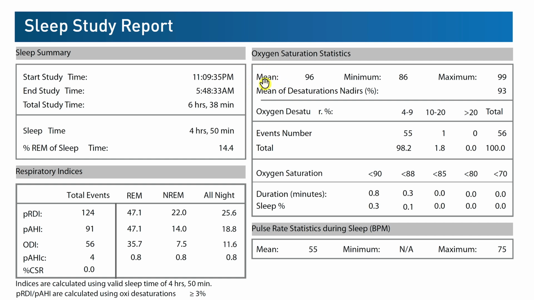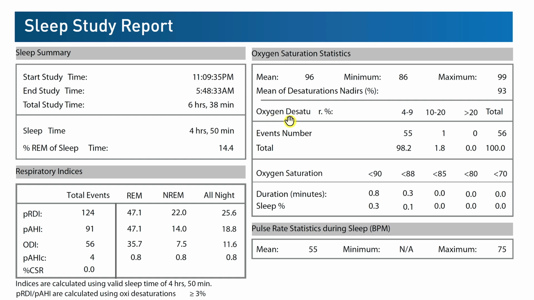The average oxygen level as a percentage is 96%. The minimum is 86%. The maximum is 99%. So if you were to take all the lowest points of oxygen desaturation and then average them, this is the number that we get. Nadir just means like the lowest point.